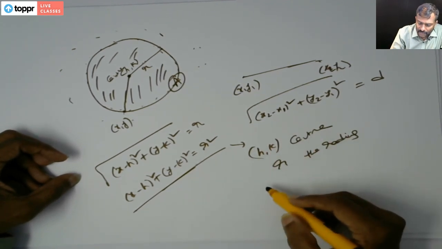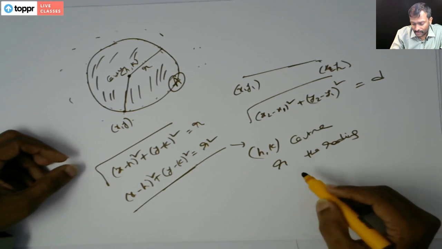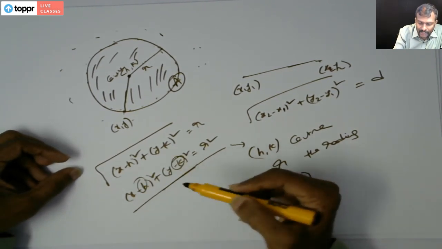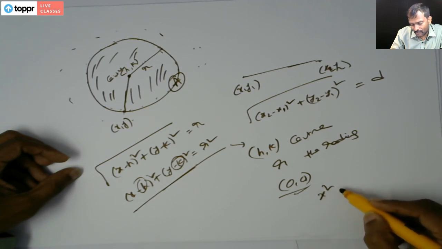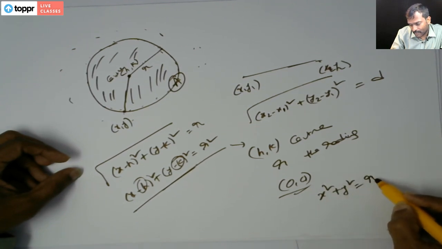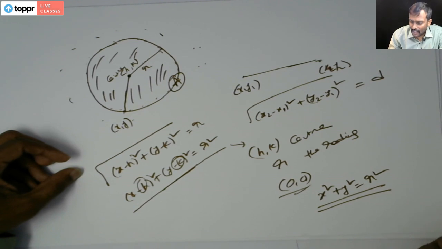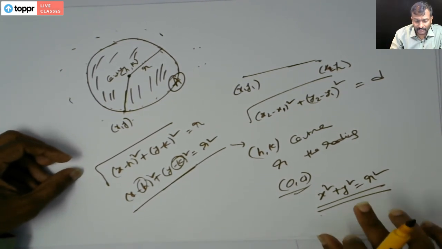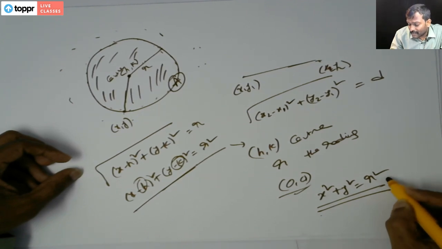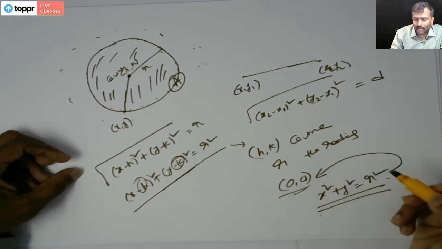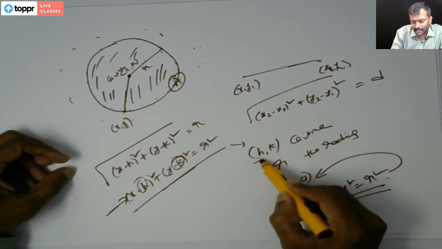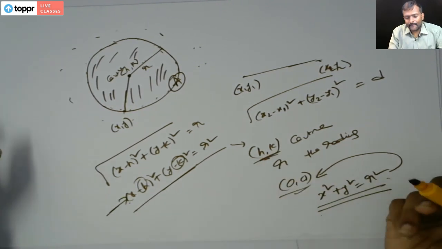Suppose the center is at the origin, 0 comma 0. Then h and k become 0 and our equation will be x square plus y square is equal to r square. This is the equation of a circle when the center is at the origin. And this is the equation of the circle when the center is at h comma k.